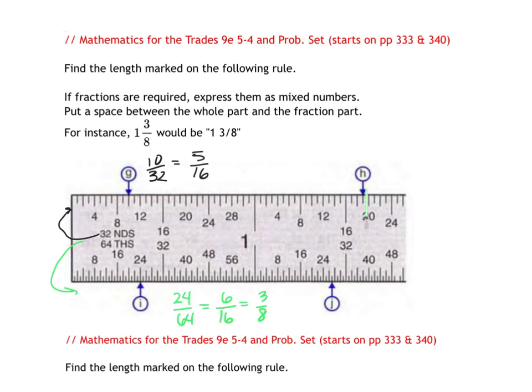Now let's take a look at this one. Again, every time I pass 1 or 2 or 3, I start my counting of the fractional part again. So the fact that I've passed 1, this one is 1, and then I'm at 16, 17, 18, 19. So 1 and 19 32nds. This bottom one would be 1, and I just have to see where I am. This is 24, 25, 26, 27. So that's 27 64ths, and that isn't going to reduce anymore.